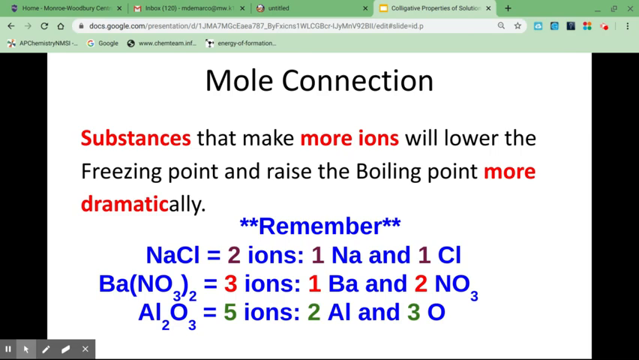So, knowing that it relates to bonding and this mole connection, let's take a look at some questions that will revolve around colligative properties. Sometimes the questions will be very simple. It's based on the definition. Freezing point depression, boiling point elevation. Sometimes it'll be about the application. You might get a question that mentions snow on a road and why they add salt to it. That's the connection.